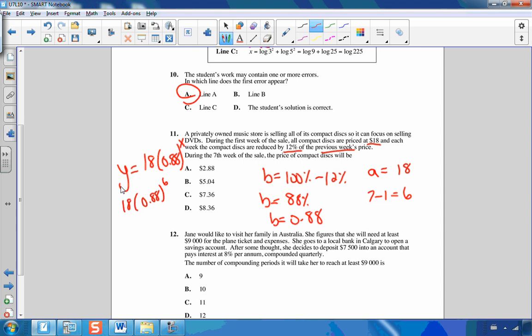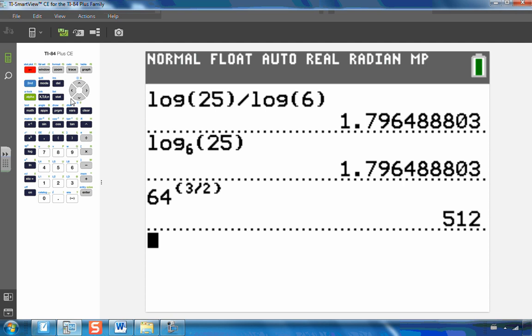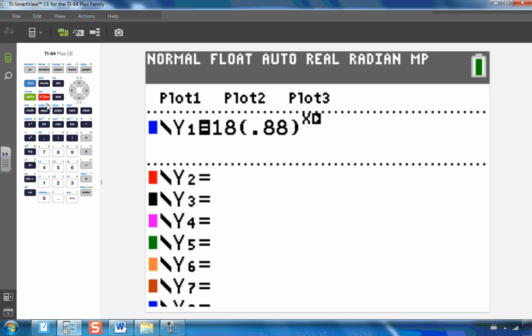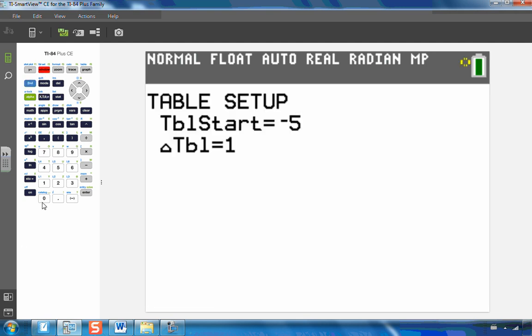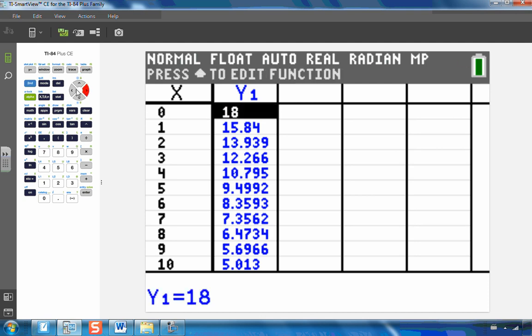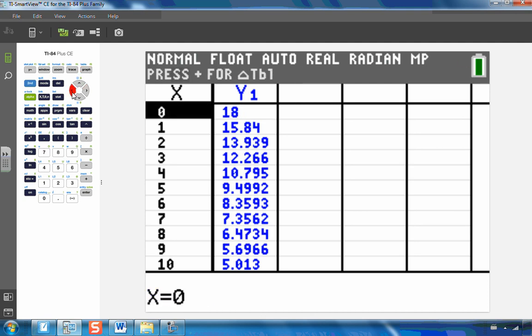Okay, another way that we can look at that, because we can just plug that into our calculator, let's just look at if I were to go into my table of values. I just want to show you that. So I'm going to clear this out. So 18 times 0.88 to the exponent of x. Let's just start our table at 0. There we are. So if time was 0, that's like before it goes on sale, right? So there it's $18. Now it says that each week that it doesn't sell, it goes down by 12%. So during the 7th week, well, this is actually the 1st week. And when x is 1 is technically the 2nd week.